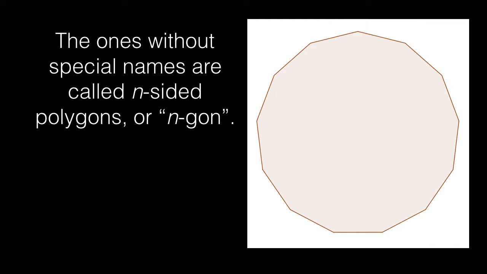If you ever have a polygon with more than 12 sides, you can call it an n-sided polygon, or more simply just an n-gon. For example, here we have a 13-sided polygon, and so we can call it an n-gon, or sorry, a 13-gon.